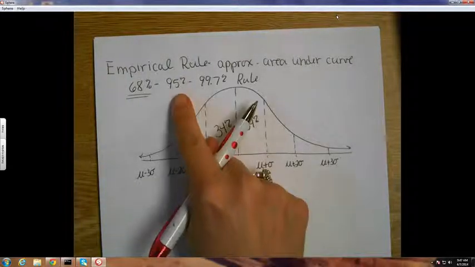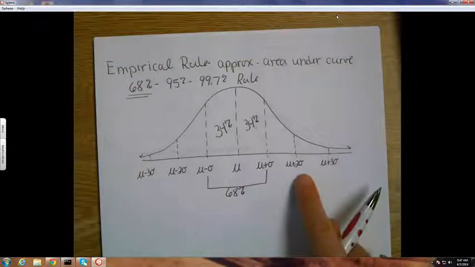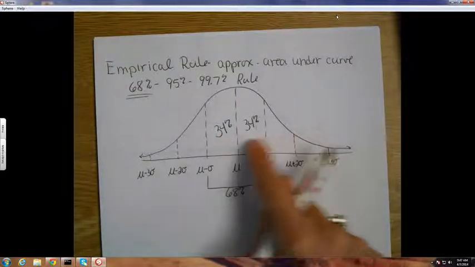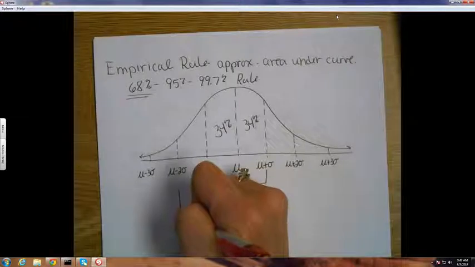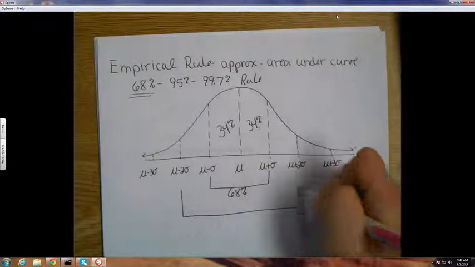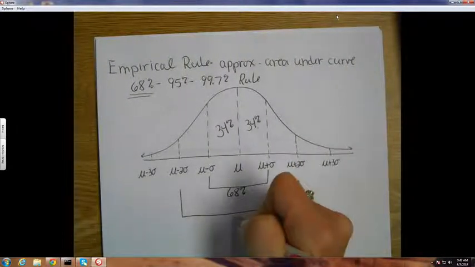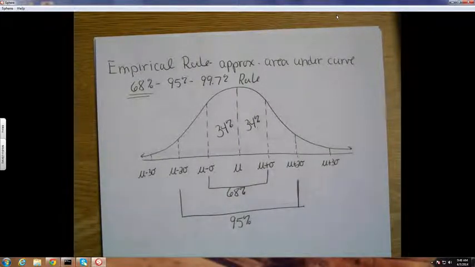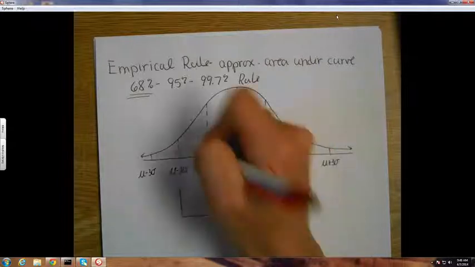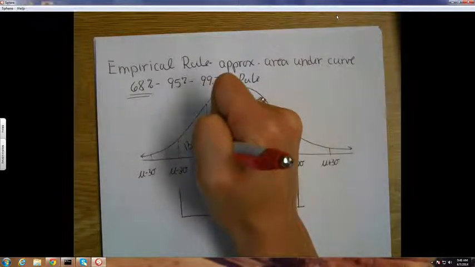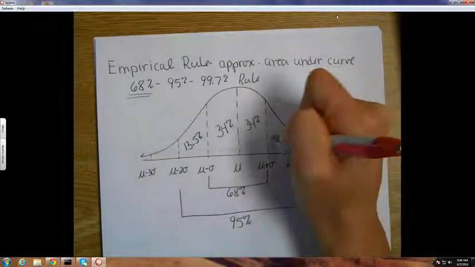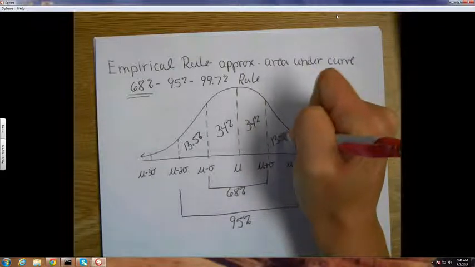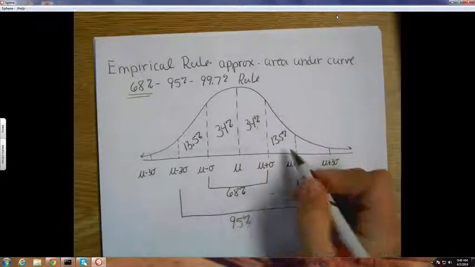95% of your data is going to be within 2 standard deviations of the mean. That means these 4 pieces, the 2 above and the 2 below. So from here to here will contain 95% of your data. Well, if we do the math, you're going to have 13.5% in each one of these. That'd be 95 minus 68 divided evenly.